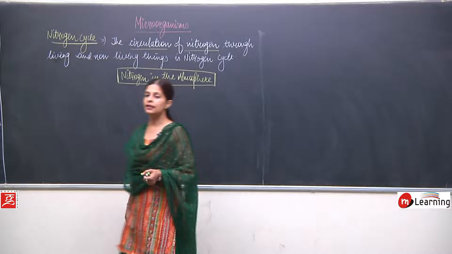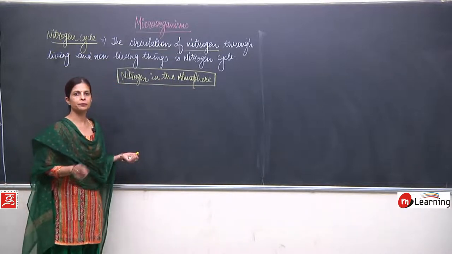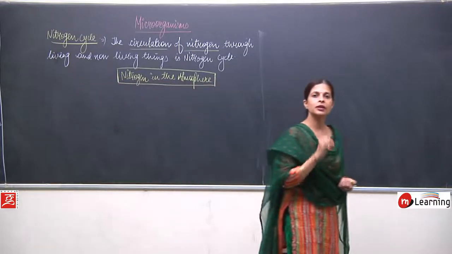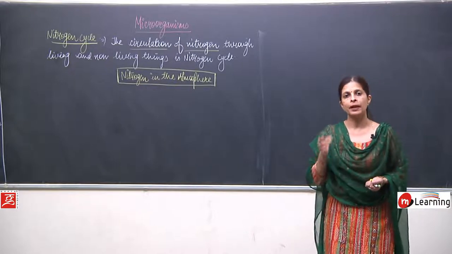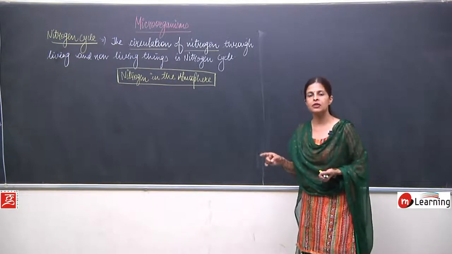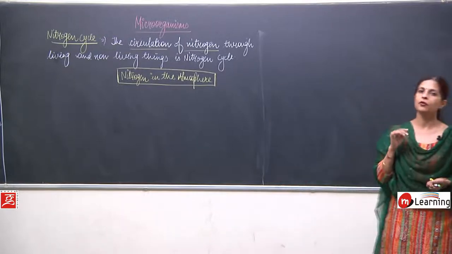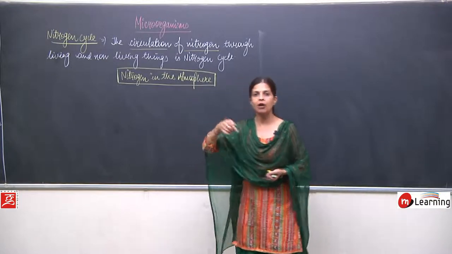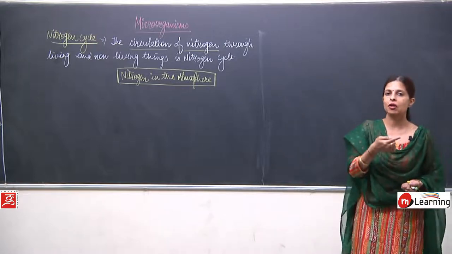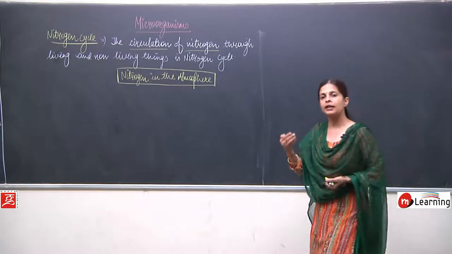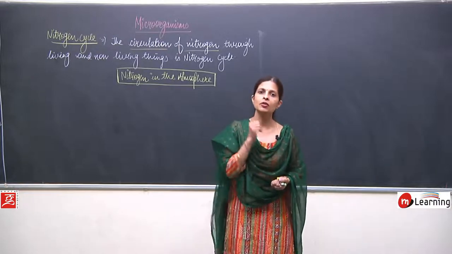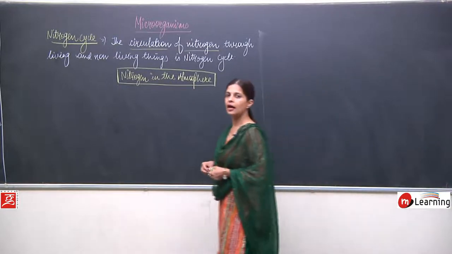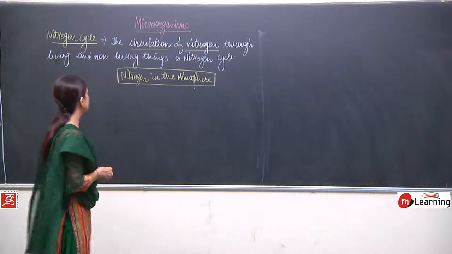And it happens in nature that nitrogen gets converted into its compounds. It is very, very important because plants can absorb nitrogen in the form of its compounds, so this conversion of nitrogen to compounds of nitrogen is very important. We discussed in the previous lecture how nitrogen gets converted into the compounds of nitrogen. We are now familiar with the ways in which nitrogen gets converted into its compounds.